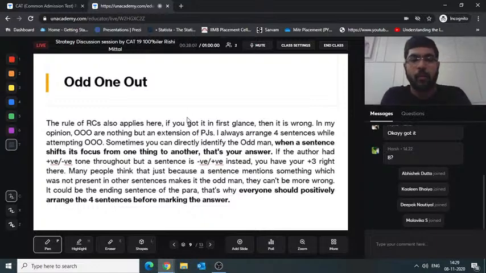If the author had a positive or negative tone throughout, but a sentence is negative or positive respectively instead, you have your plus 3 marks right there. Even with the tone of the statements, you can identify the odd one out.